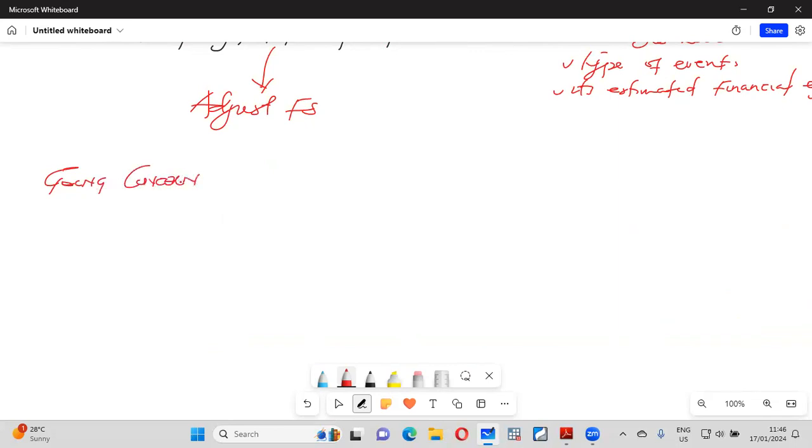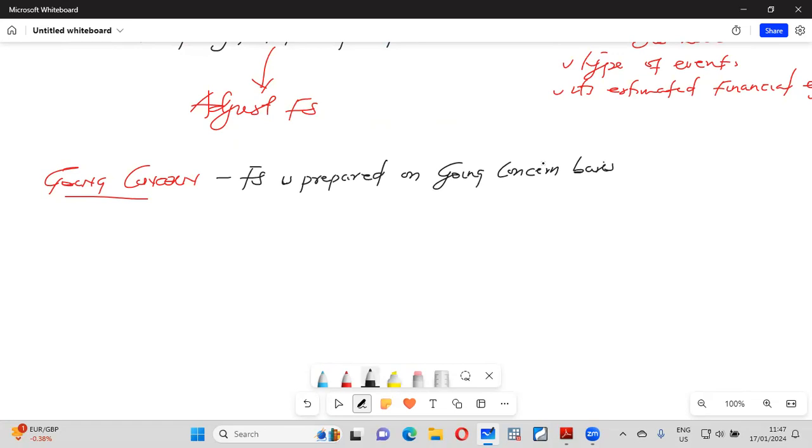What does the going concern principle say? The going concern principle is that the entity must assess, because first of all, the financial statement is prepared on what? Going concern basis. And IAS 1 says that it must be stated emphatically that they are doing that. So you have to state it.